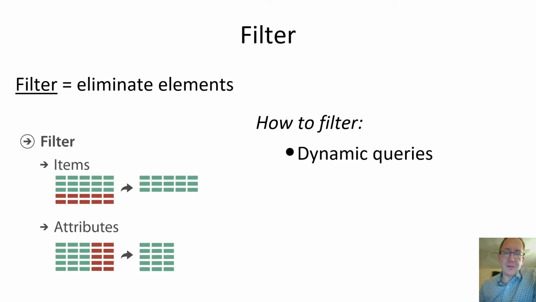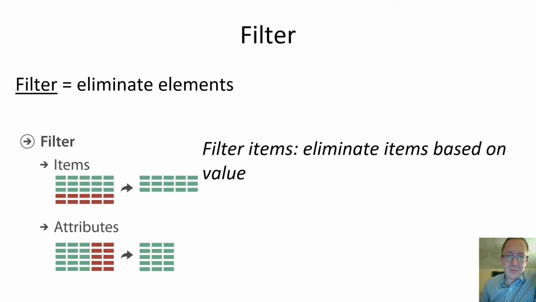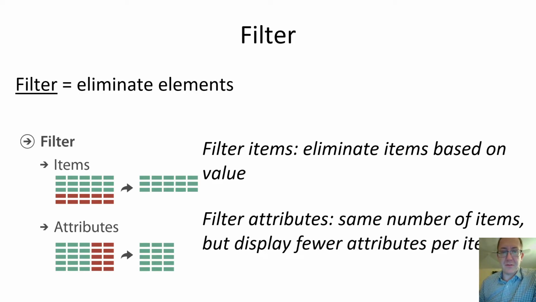So how do we end up filtering? Well, we have dynamic filters. This is where you move a slider and all of a sudden a bunch of items go away. We can filter by item. We can filter by attribute, which I've already talked about. I'm going to show you a dynamic query very soon. So a filtered item removes items based on a particular value. I'm removing all PhD students for the ITEC5207 seminars from that data set, based on the value that they are listed as a PhD student.